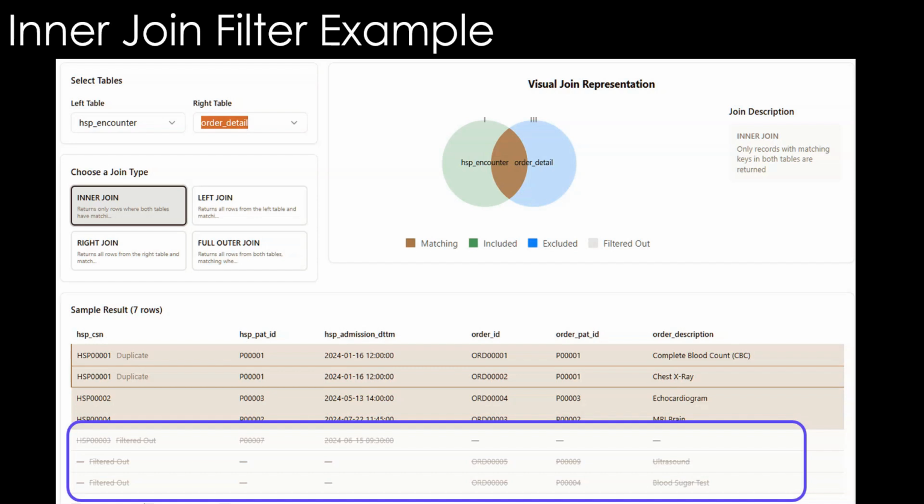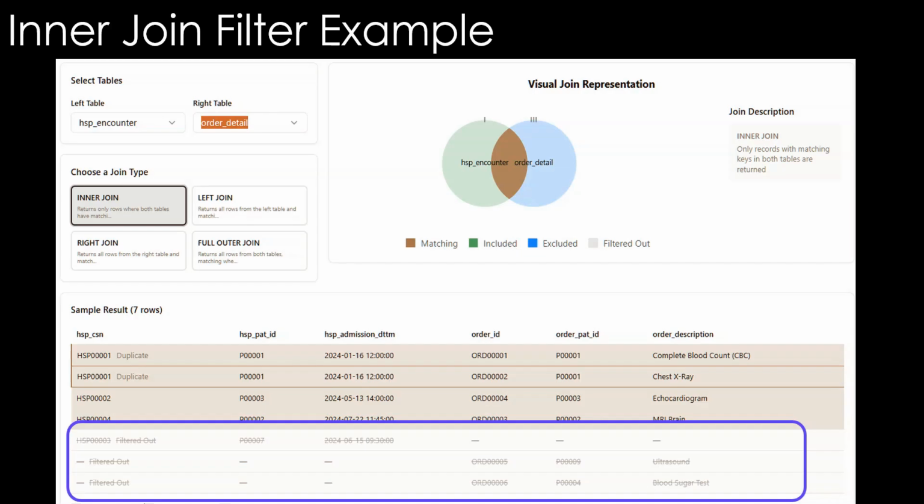Now, in the top right-hand corner, you're seeing a visual representation of what's happening, which is we've got both tables and we are only matching on the overlap of them in that blue color. In the sample record below, you're seeing 7 rows of what would happen between these two tables. In blue, you've got where there is a match, where we find the CSN on both sides of this table. But the key to look out for in an inner join is that it will filter out records wherever there isn't a match on both sides.